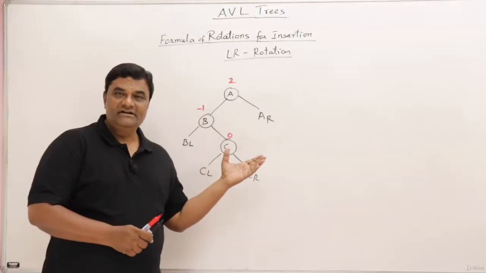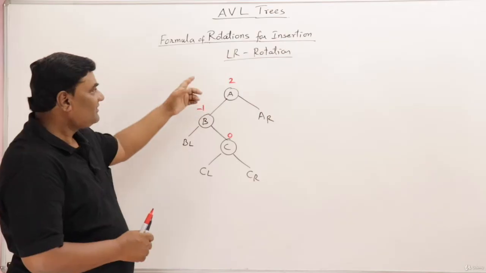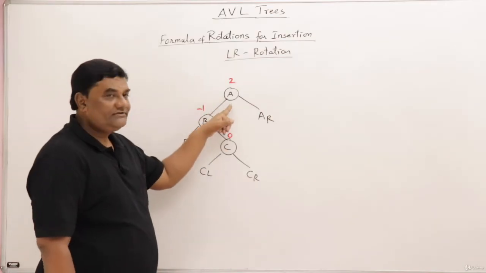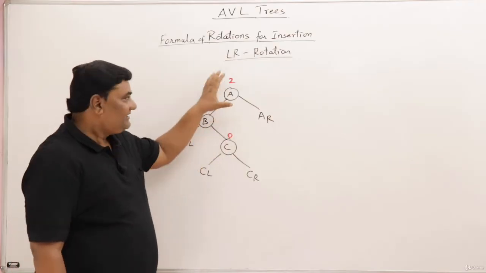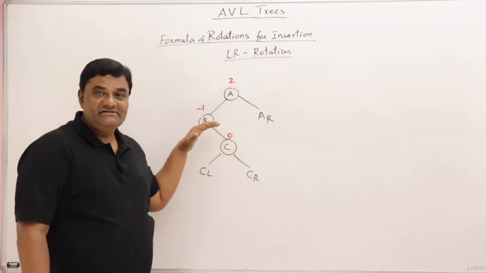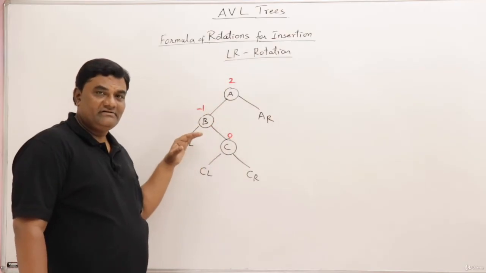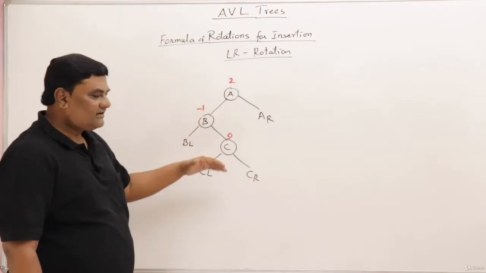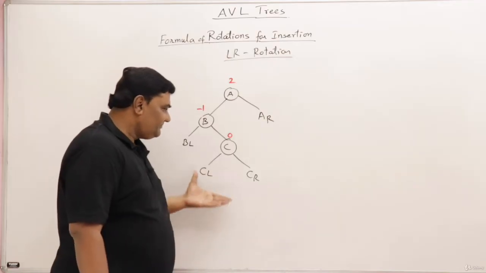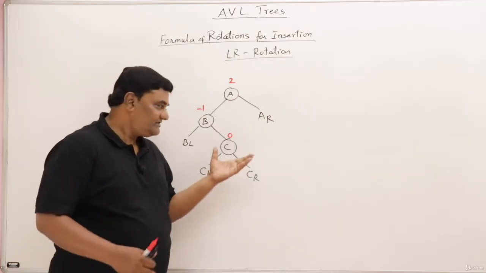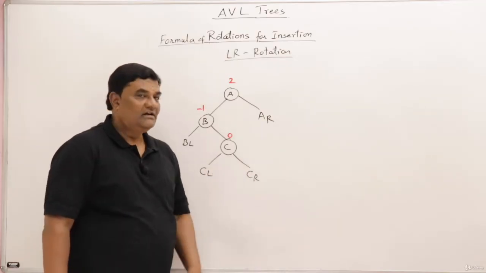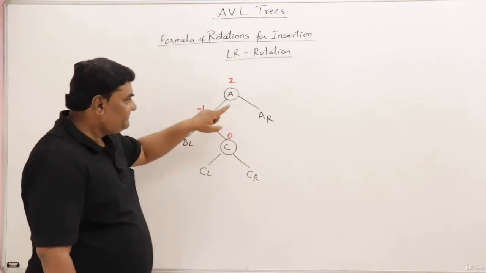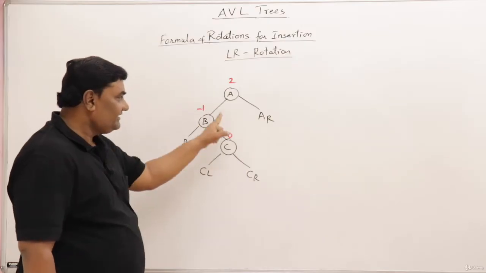This is an example tree which will work as a formula for LR rotation. So already we have 3 nodes and one of the nodes is imbalanced. Positive means it is left side imbalance, right? Then negative means right side imbalance. So this is LR. Assume that something is inserted below C, under that node C. As I said, rotation is done only among 3 nodes. So this became imbalanced, so we'll just see 3 nodes.